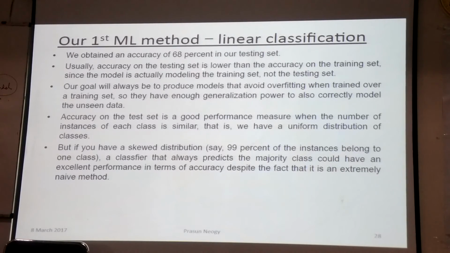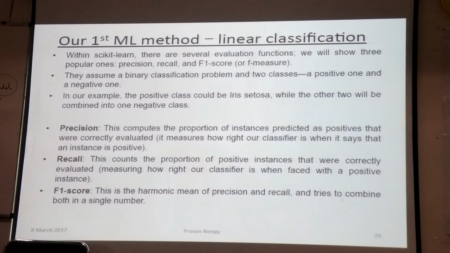Usually the accuracy on the testing set is lower than the accuracy on the training set. Obviously, our goal will always be to produce models that avoid overfitting, and accuracy on the test set is a good performance measure when the number of instances of each class is similar. But if you have a skewed distribution, say 90% of instances belong to one class, a classifier will always predict the majority class, and the performance looks good externally. True.